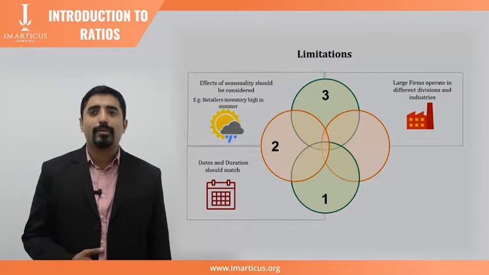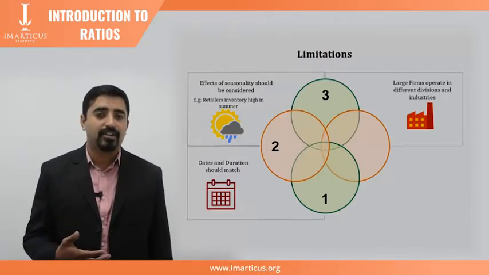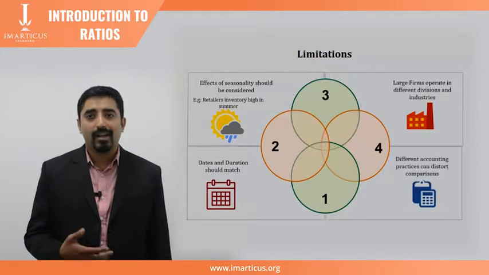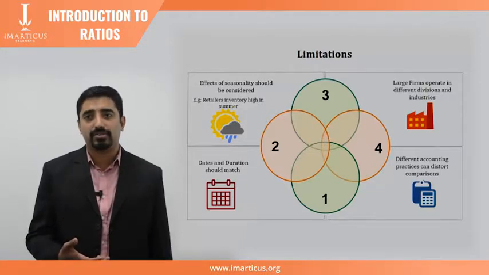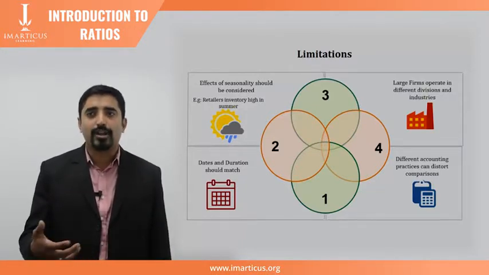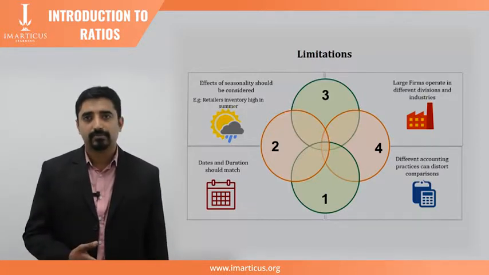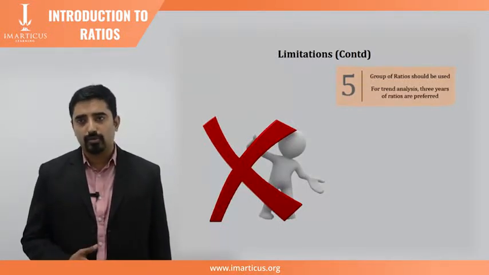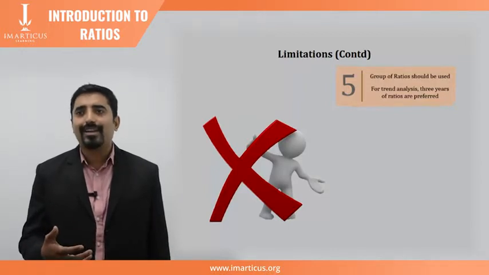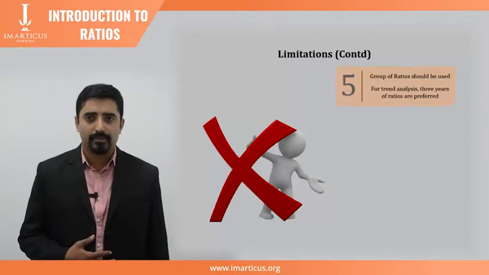Many large firms operate different divisions in different industries. For these companies, it's difficult to find a meaningful set of industry average ratios. Also, the accounts to be compared should have been prepared on the same basis. Different treatment of stocks, depreciation or asset valuation will distort the results and comparisons. In order to judge the overall performance of a firm, a group of ratios should be used. Also, to accurately identify the trends, at least 3 years of ratios are normally required.